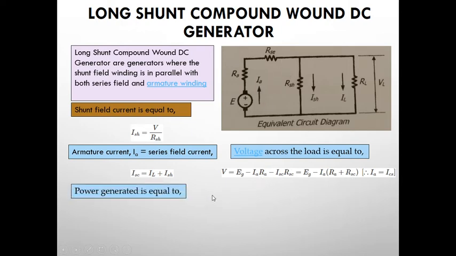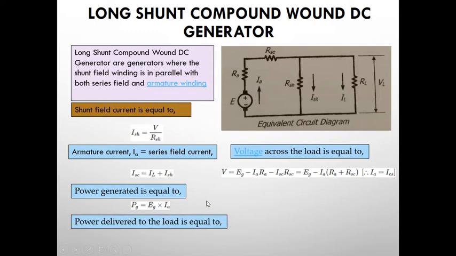The power generated is the same: whatever the generated EMF times the IA, that is the generated power. Then power delivered to the load is VL times IL. If the given is the current IL and R, you can have I squared R.